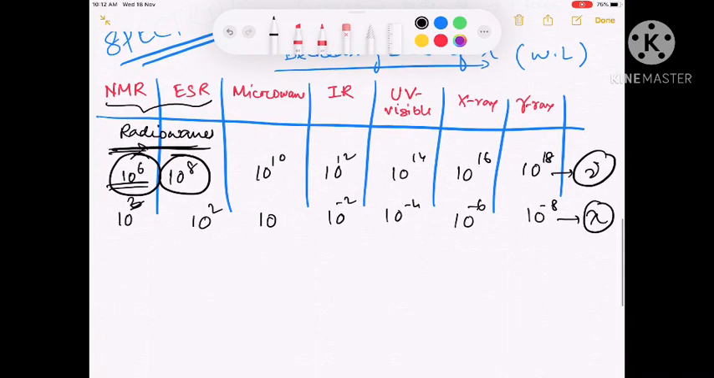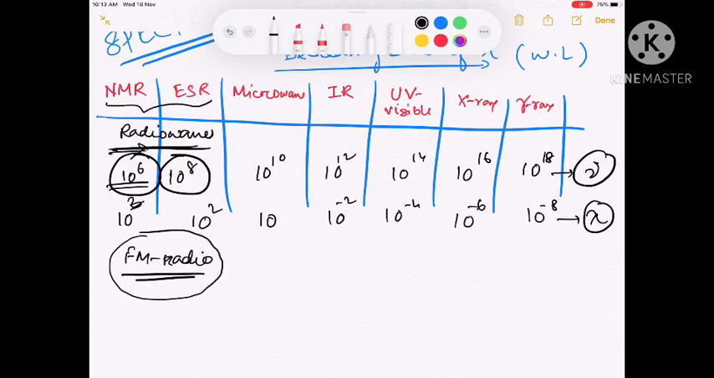We all have FM radios and all, no? You hear songs and all on FM radio. So the radios use this frequency for their programs to telecast. Whereas microwave also has less frequency, so it is also less harmful, because you can cook food in a microwave. If microwaves were harmful, then cooking food would be harmful for you.